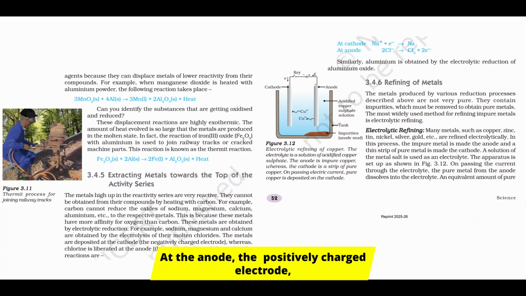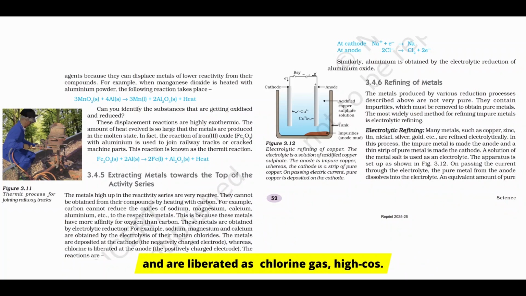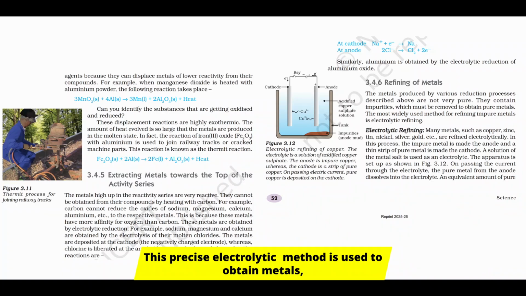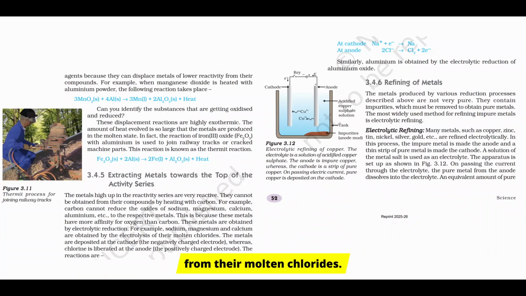At the anode, the positively charged electrode, the negatively charged chloride ions, Cl-, are attracted. They lose electrons, oxidation happens at the anode, and are liberated as chlorine gas, Cl2. Reaction: 2Cl- gives Cl2 plus 2e-. This precise electrolytic method is used to obtain metals like sodium, potassium, calcium, and magnesium from their molten chlorides.